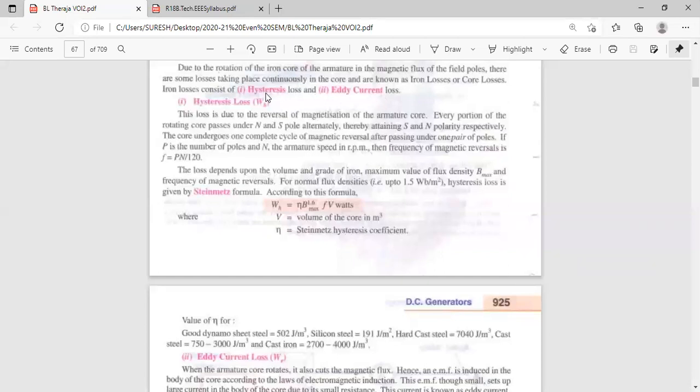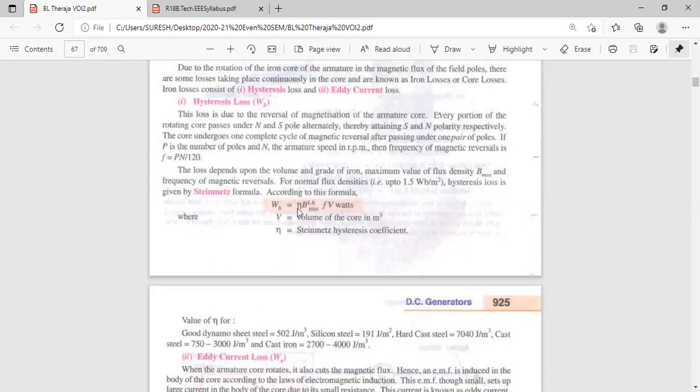So first we'll see the power loss formula for hysteresis loss. This is the hysteresis loss, WH. Hysteresis loss is represented with W suffix H. Steinmetz is the scientist. See here on the screen, Steinmetz. He had proposed one empirical formula for this hysteresis loss. What is that formula? See on the screen. Steinmetz formula for hysteresis loss: WH is equal to eta B max power 1.6 F V.